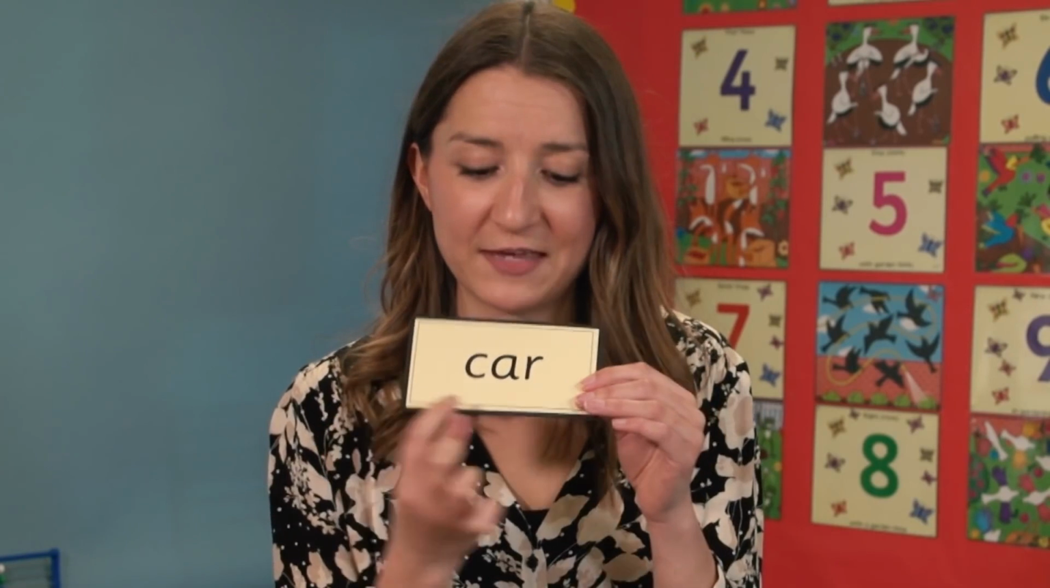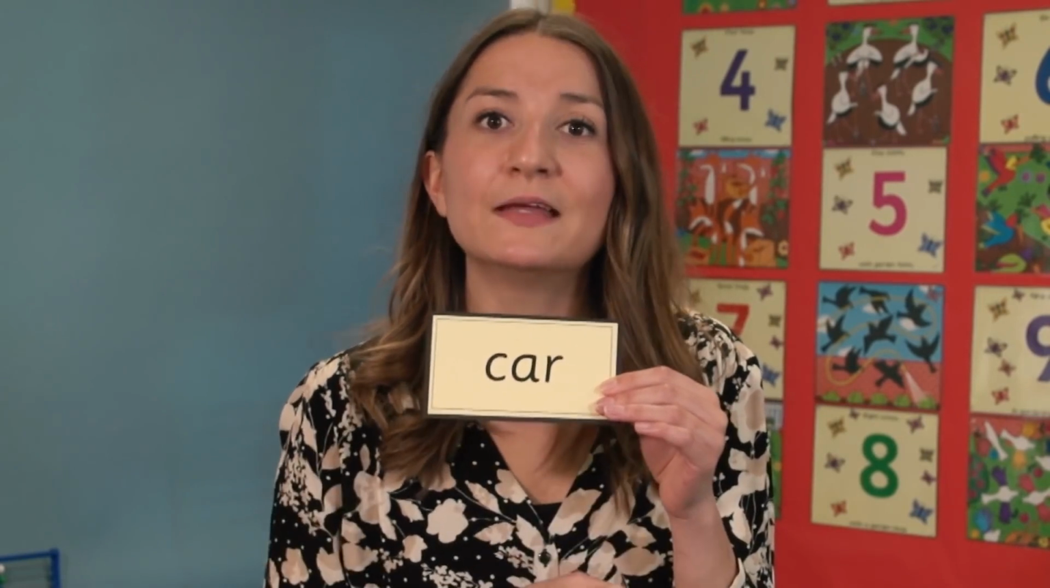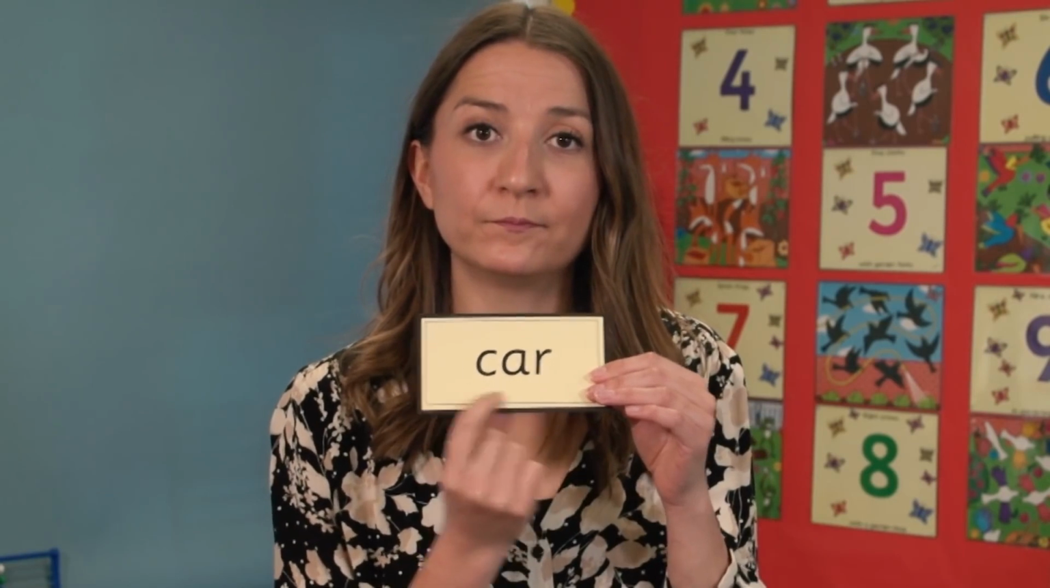Can you spot the digraph in this word? Yes, the digraph is R. Read each sound as I point. Now blend and read the word. K-A-R, car. The red car was really fast. Great reading. I'm going to mix the words up.